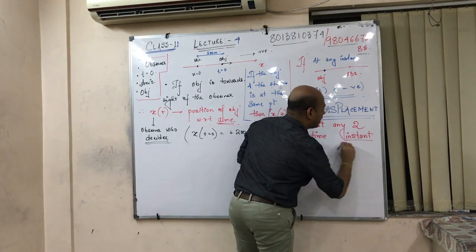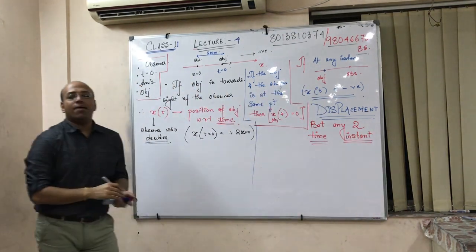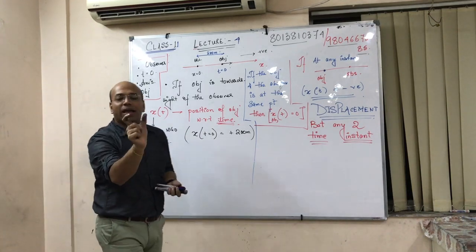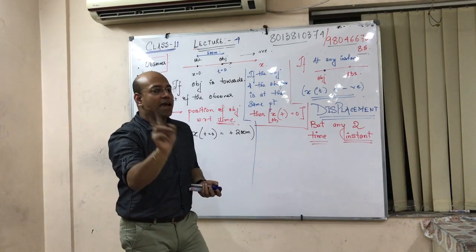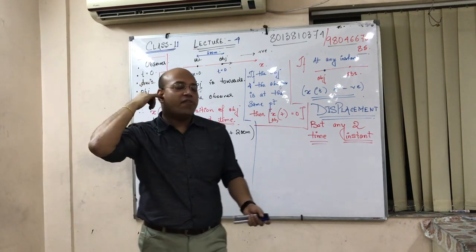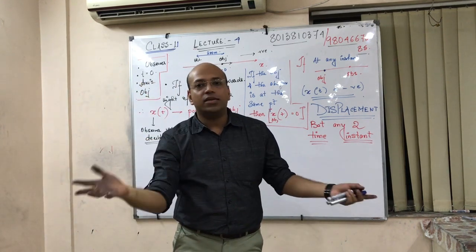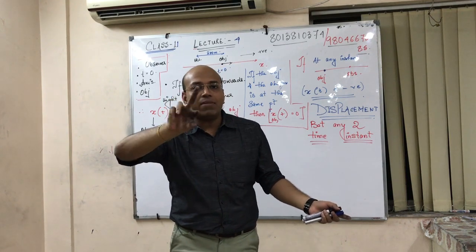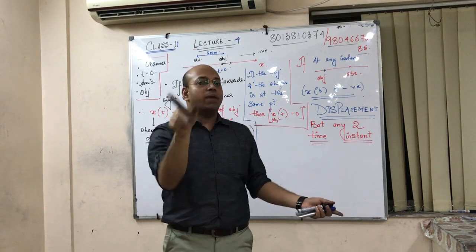Displacement between any two time instants. We have to find the displacement between any two time instants. Suppose t equal to 2 seconds to t equal to 10 seconds. If I say find the displacement, you can't find the displacement. There has to be two time instants in which we will find the displacement.